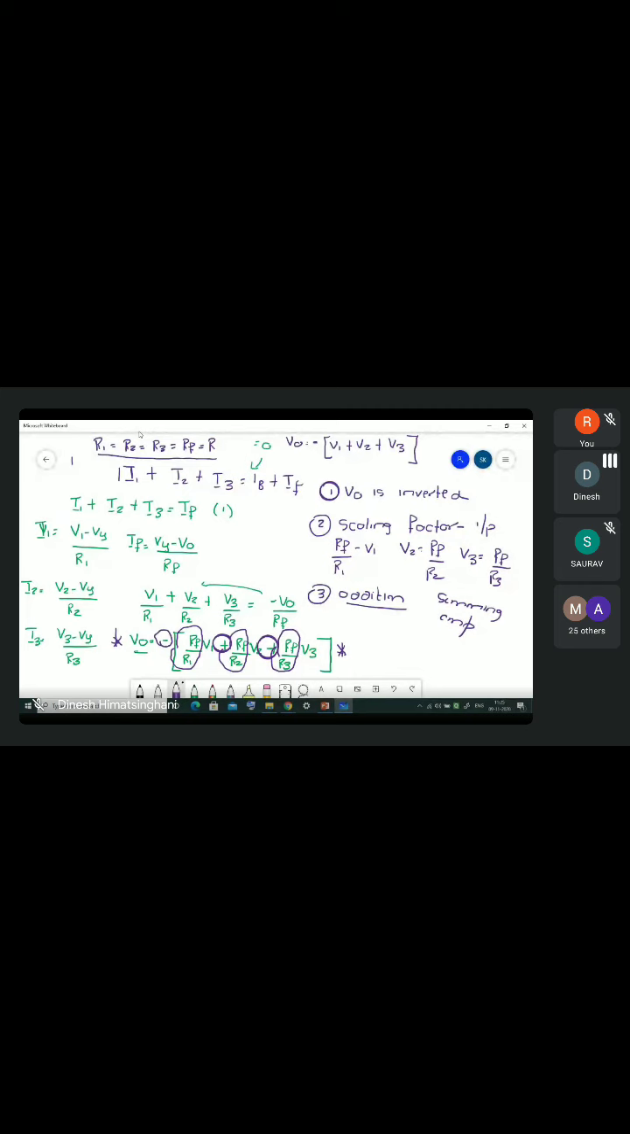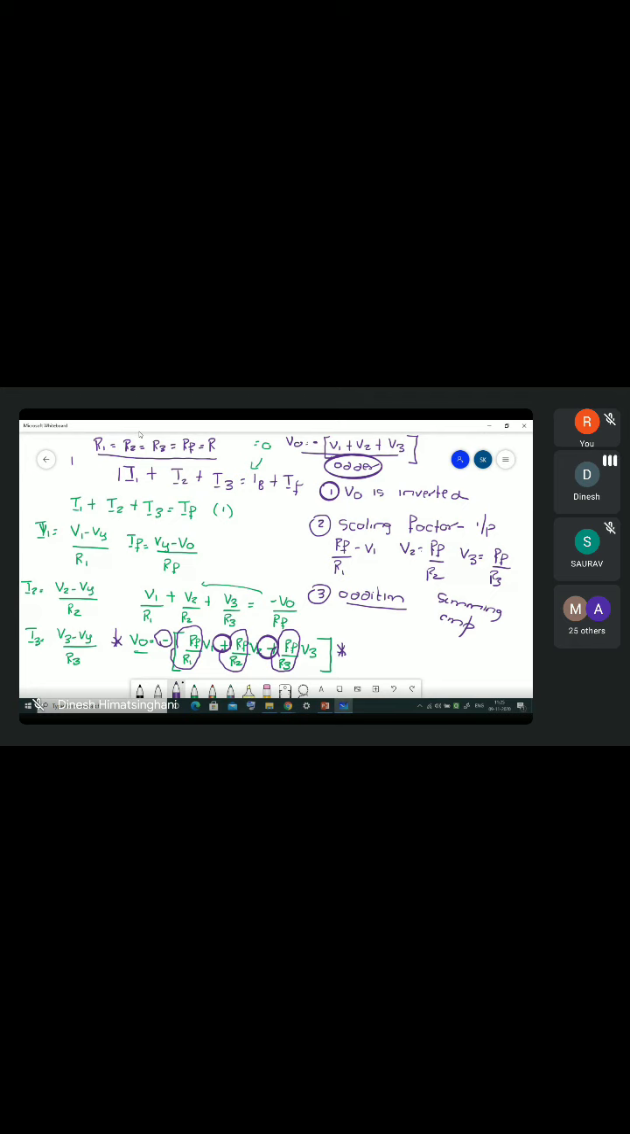The ratio RF upon R3 is also 1. So this is your inverting adder. There is no amplification, but this is your inverting adder. It is the sum of all the three input voltages, V1, V2, V3. This is possible if R1 is equal to R2 is equal to R3 is equal to RF.